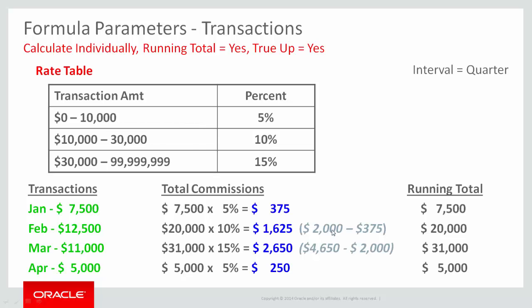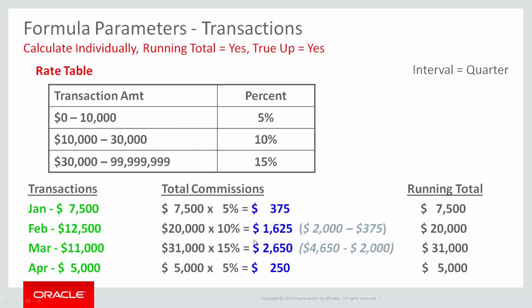However, the system is smart enough to know we already paid the first transaction at 5% for $375. So that's already been paid out. So the system knows to take that out. So it's truing it up. And so the total payment for February is now going to be $1,625, which is the 10% of the $12,500, as well as another 5% for the $7,500. And you'll note here, this $1,625 plus the $375 does total $2,000. The third transaction comes in March.